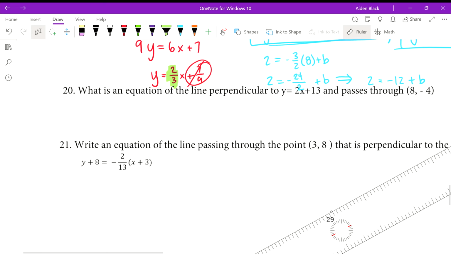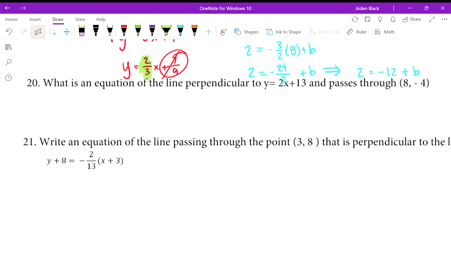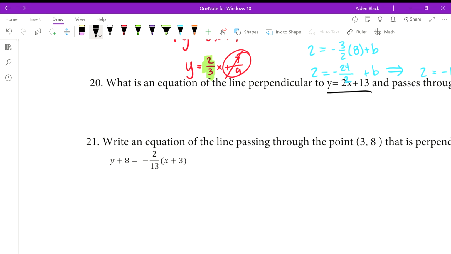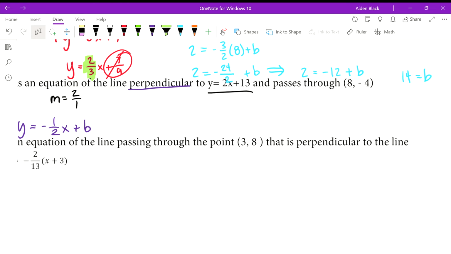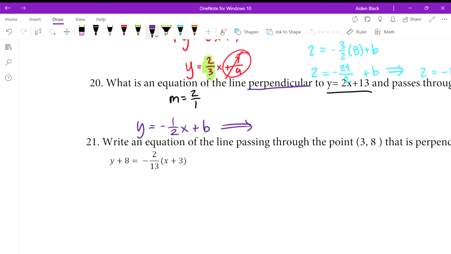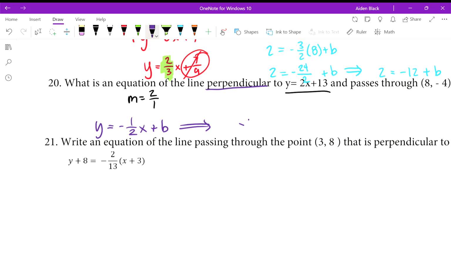Let's do this problem here. What is an equation of a line perpendicular to? Oh, cool, it's already in slope-intercept form. So we have the slope of 2, or 2 over 1. So my new equation, which is perpendicular to this, should have a slope of negative 1 over 2, because it's the opposite sign, and it's the reciprocal. And then we need to figure out what the y-intercept is going to be. So we're going to plug in this point. Our point is 8, negative 4.